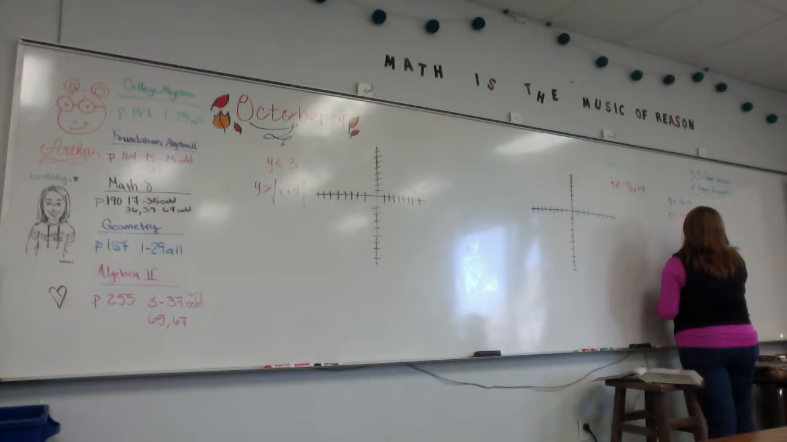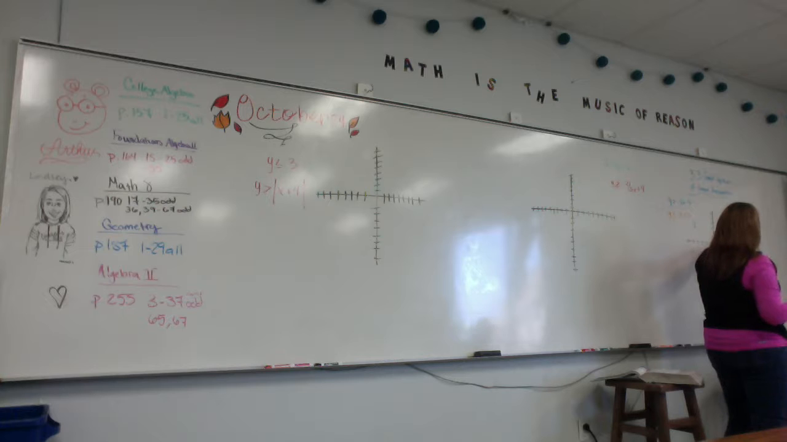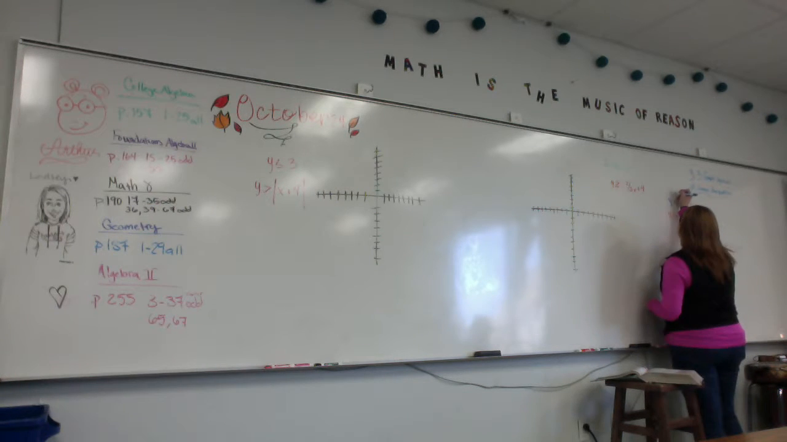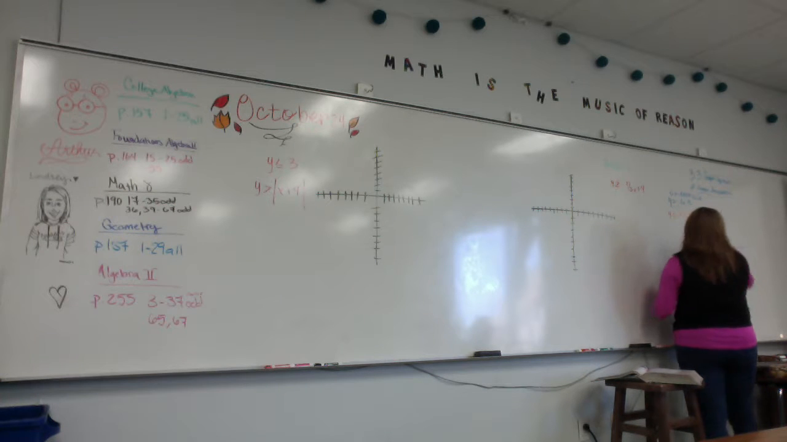So when you're doing this, use a straight edge, okay? Now, I plug in a test point. I'm going to plug in 0, 0, because it's the easiest. 0 is greater than negative 2 times 0 minus 5. Is 0 greater than negative 5? Yes. So I shade where 0 is.